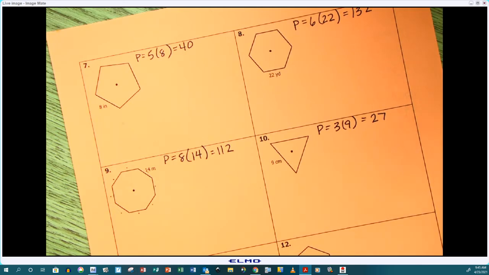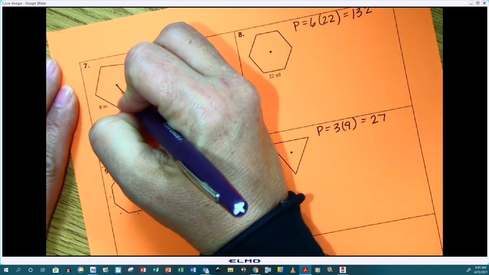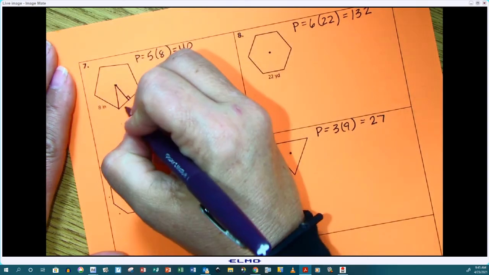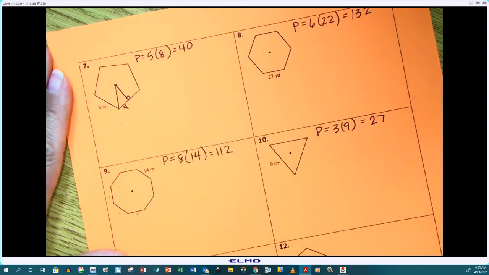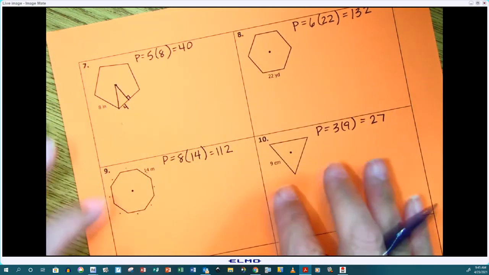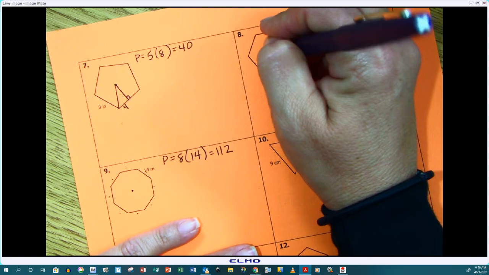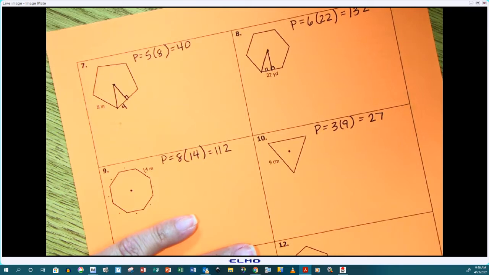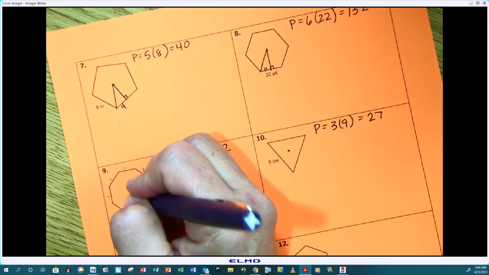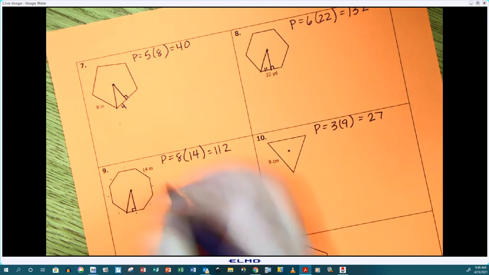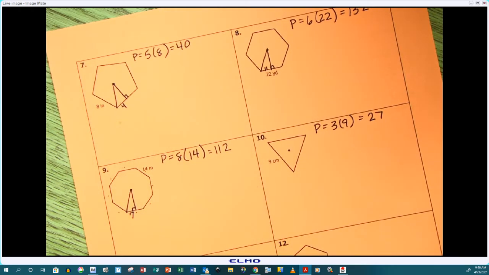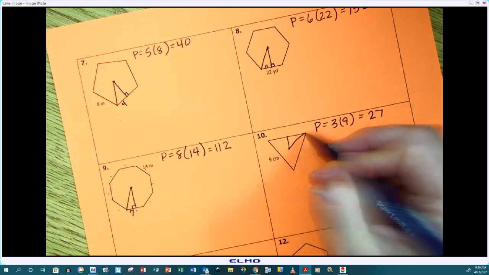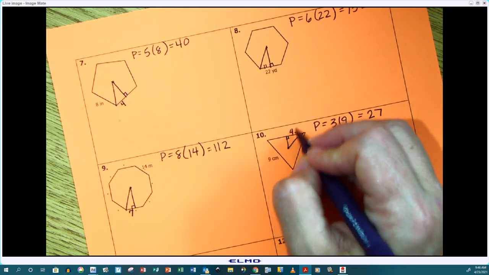But now I've got to find the apothem. So what I'm going to do is draw the apothem, make sure it's perpendicular, and then draw the radius. I know this side is 4. So I'm going to go ahead and do that on these 3 also, so you can see that it's the same no matter what the figure is. So I'm going to draw my apothem. I'm going to draw my radius. This side is now 11. I'm going to draw my apothem and draw my radius. The whole side is 14, so this side is 7. I'm going to draw my apothem and draw my radius. So this is 4.5.